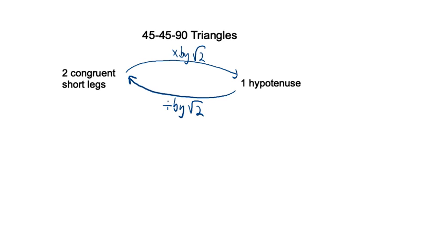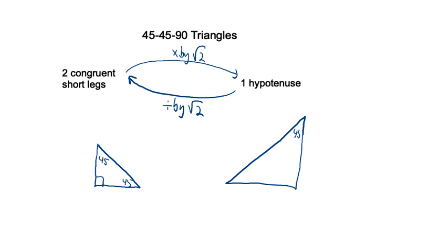All right. 45-45-90. Let's say this is 8. Let's say this is 4. Well, I know the two legs are congruent. This is 4. To get the length of the hypotenuse, I'm going to multiply the leg by the square root of 2.